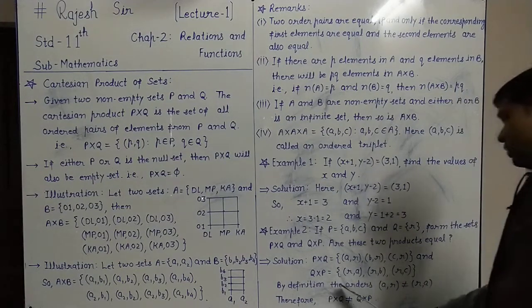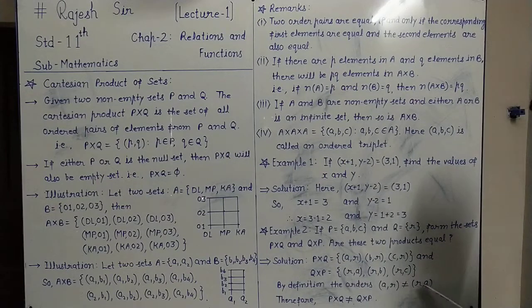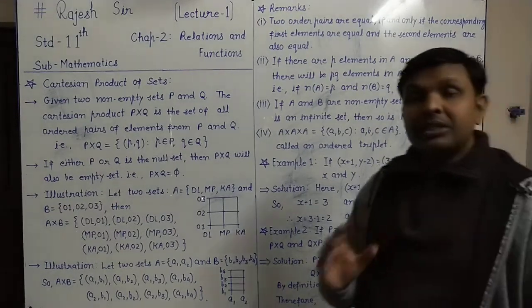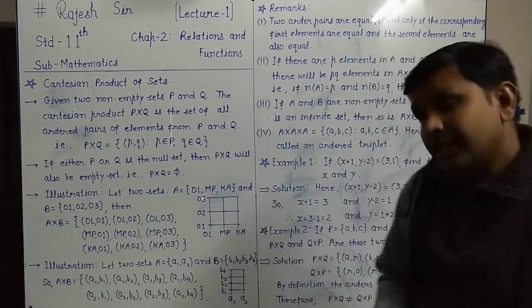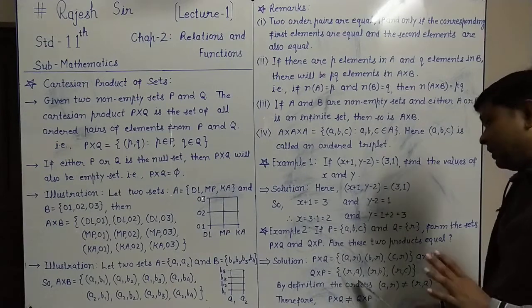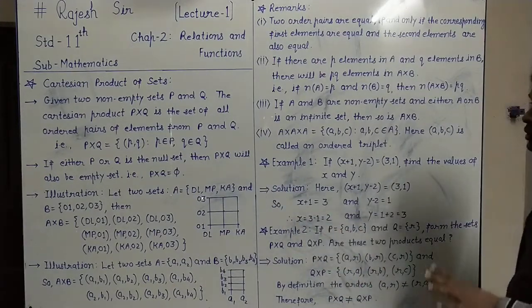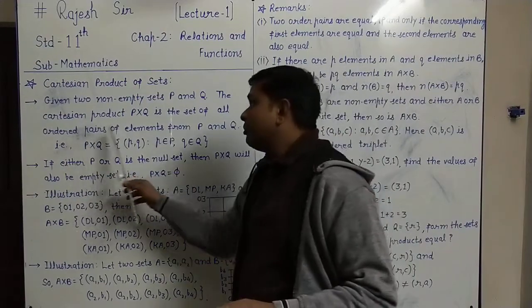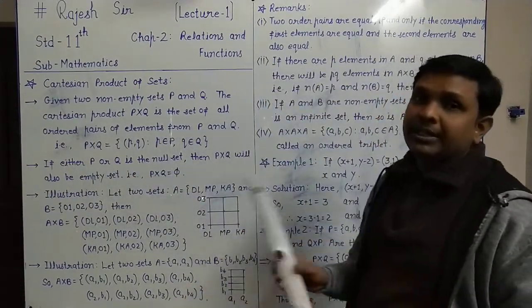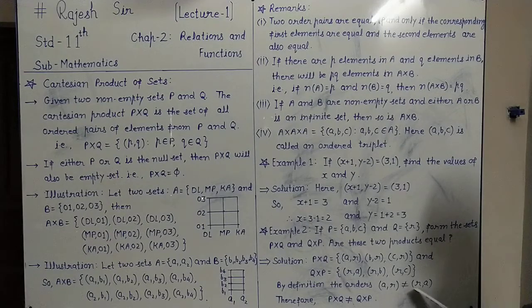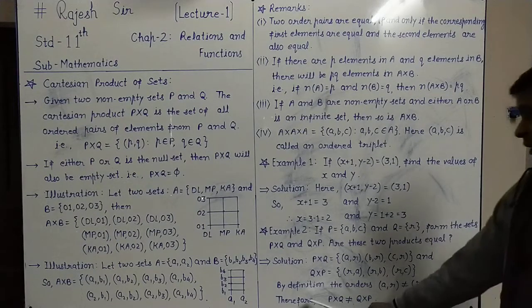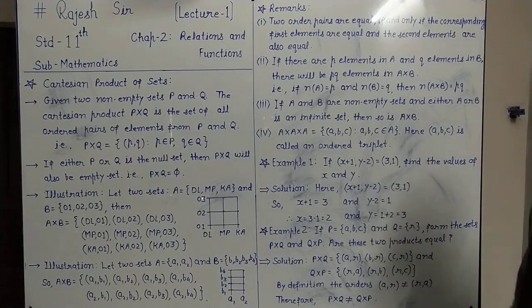Now by the definition you know that the ordered pairs (a, r) and (r, a) are not equal. In the Cartesian product, we must see that the first elements are equal, but here (a, r) and (r, a) are not equal. The ordered pairs from P to Q will not necessarily be equal to those from Q to P. Like here, (a, r) and (r, a) are different. Therefore, we conclude that P cross Q is not equal to Q cross P.